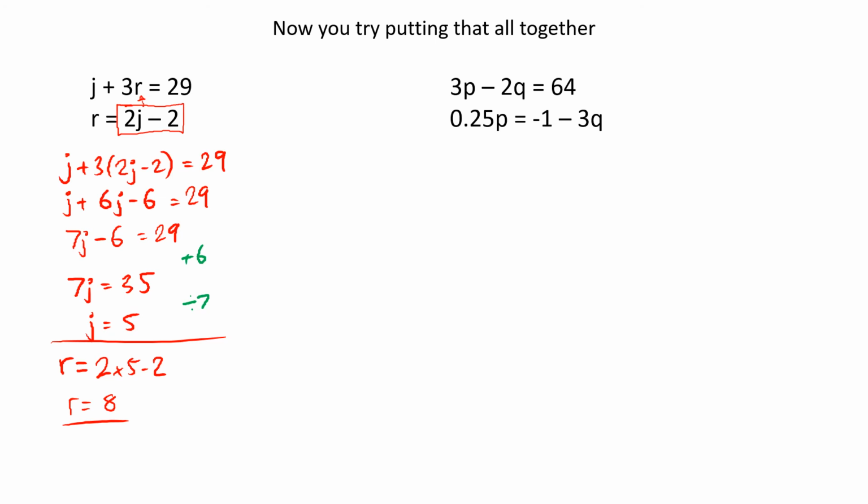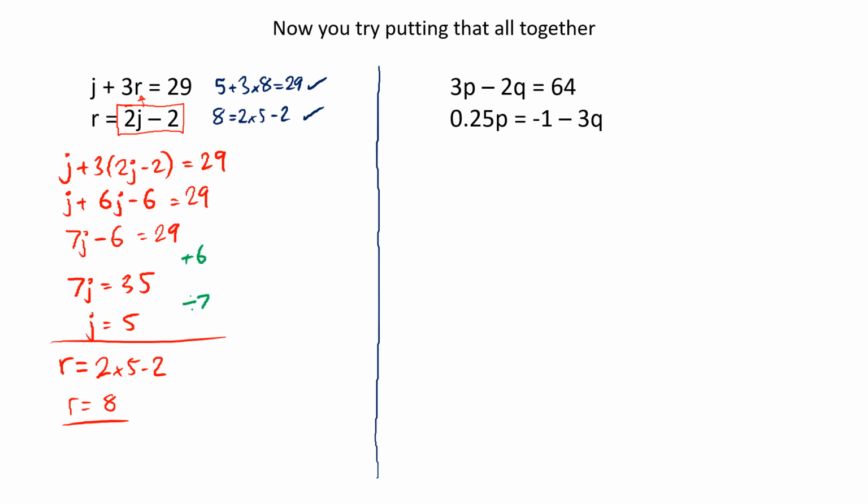We should check that works. So according to the top one, 5 plus 3 times 8 is 29. That's true. And for the bottom one, 8 is 2 times 5 minus 2. That's true as well. Excellent.